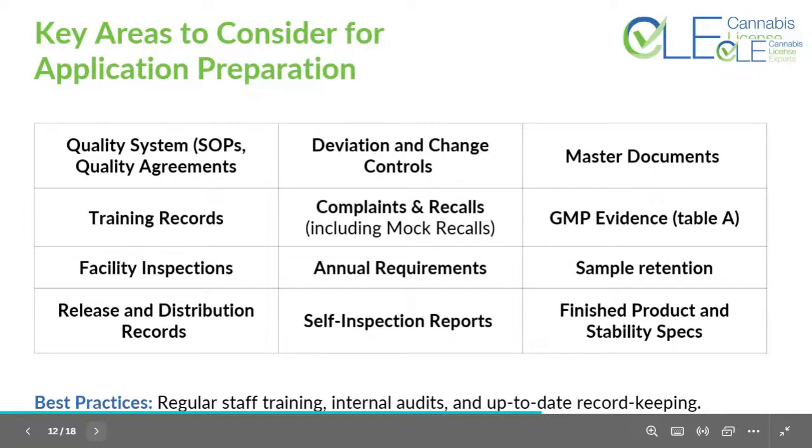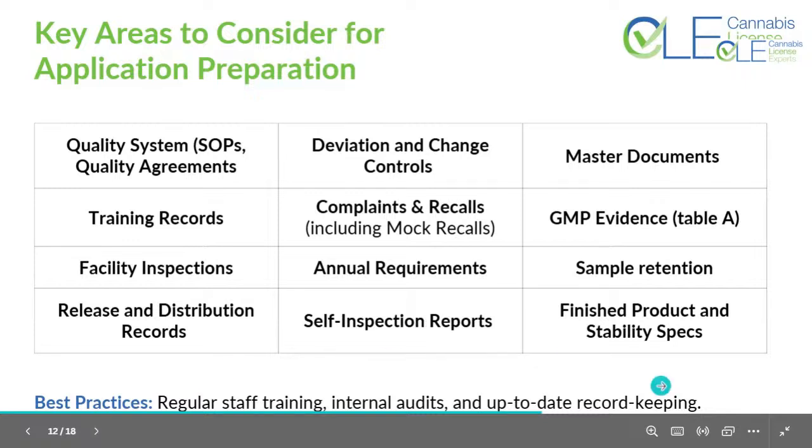And where I have seen a lot of people get held up is that they just haven't really tightened and dialed in on their deviation, change controls, and recall procedures. There will be various annual requirements that you have to maintain. Doing in-house self-inspection reports and keeping logs of the results of those self-inspections also will help during any reviews, your master documents, any GMP evidence that's outlined in the table within the application itself, how you're doing your sample and documentation retention, and then what your finished product and stability specs are, and how they apply to your sample retention.